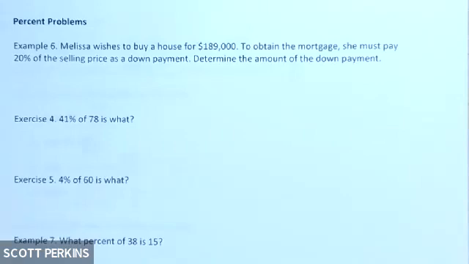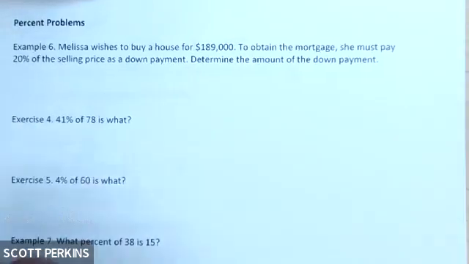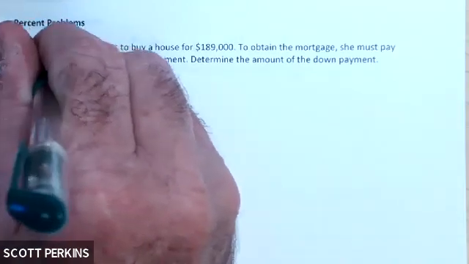So Melissa wants to buy a house. It's $189,000 because she's not moving to Florida. So to obtain a mortgage, she has to pay 20% of the selling price down as a down payment. Okay, so in this particular problem, what we see is this sentence right here.